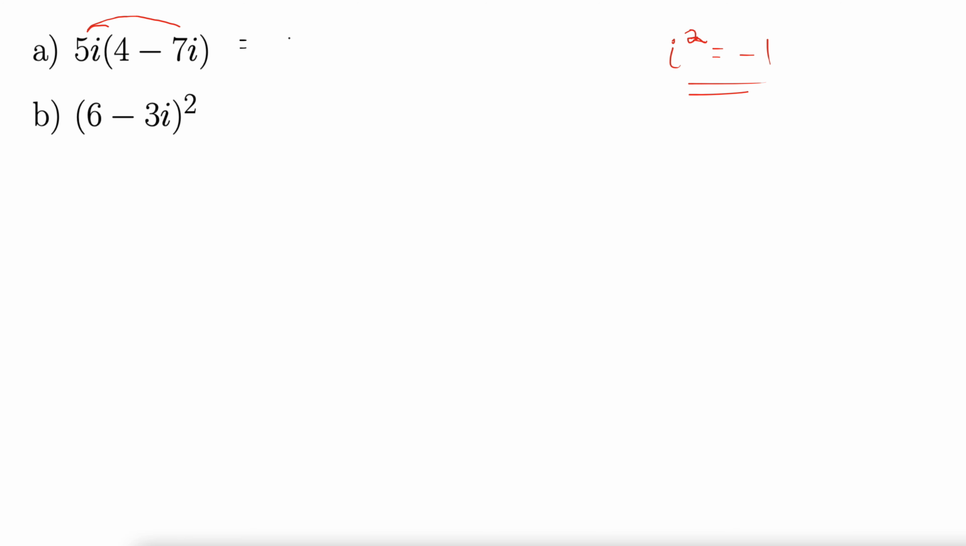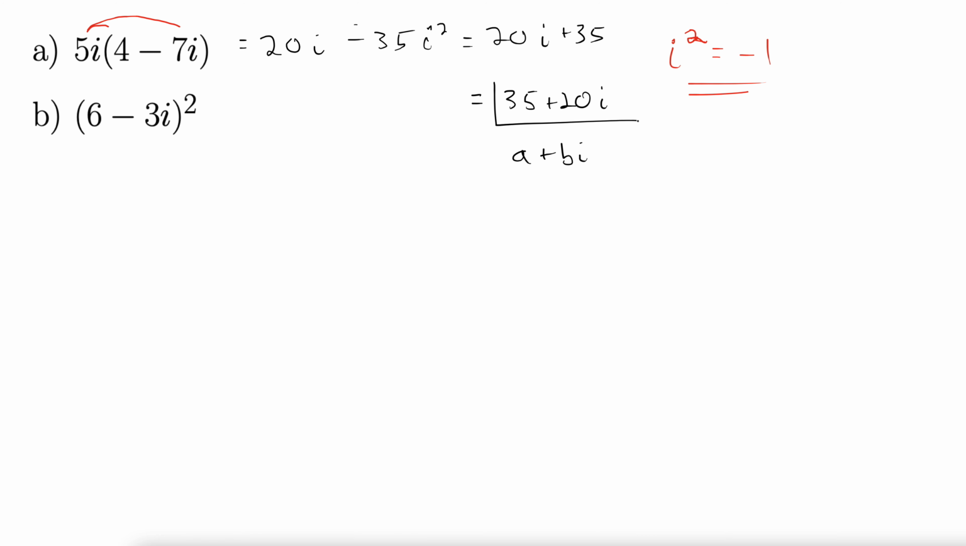We then get 5 times 4 is 20i minus 5 times 7, 35, and then i times i gives us i squared. But i squared is -1. So if this becomes -1, this negative becomes a positive. We have 20i plus 35, which we then write as 35 plus 20i, because we want this to be in a plus bi form. So there we go, 35 plus 20i for that one.